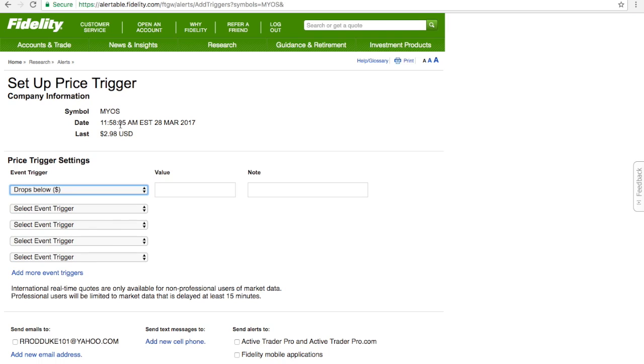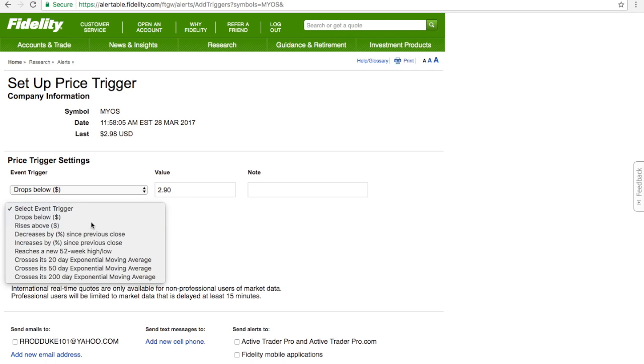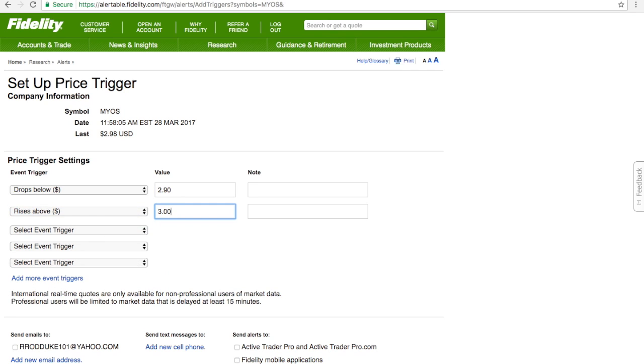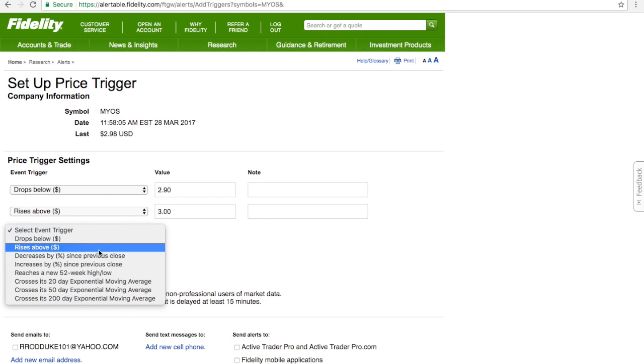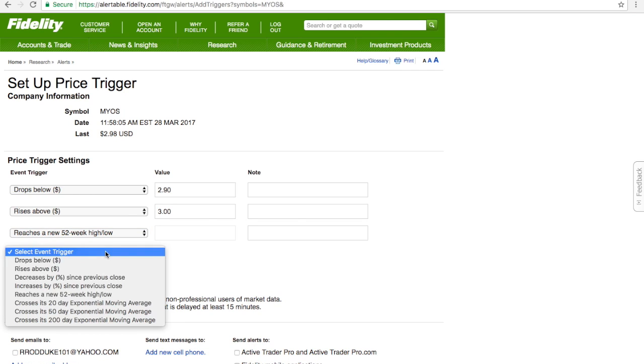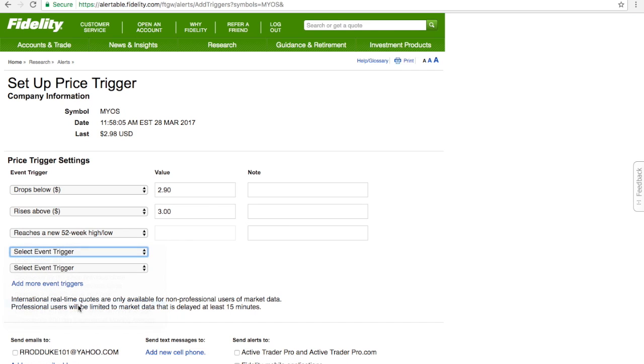This is for MIOS. The last price was $298. Let's say when it drops below $290, right? Or when it rises above, I'm guessing $3 is a resistance. And then I can set another one. What's another one? I can set decreases by a certain percentage, reaches a 52-week low, so I can set that. And then I can also say crosses its 50-day EMA, so that's exponential moving average. It's something that we've talked about, so we can put crosses its 20-day EMA.